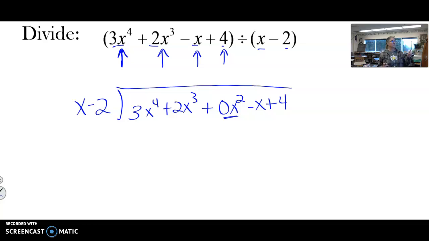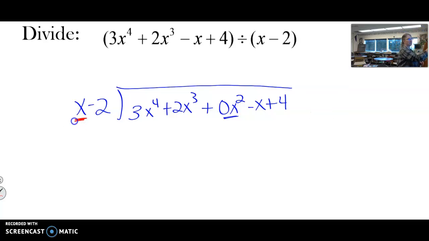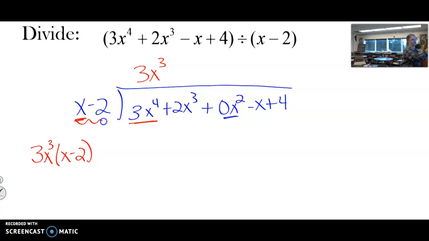Okay, so now what you need to do when you're doing polynomial division versus long division with numbers is you want to take a look at the first term in the divisor and the first term in the dividend. And you're going to think to yourself, what do I have to multiply x by to get 3x to the fourth? And the answer is we have to multiply by 3x to the third. So I'm going to write that down right here. And then you take that 3x to the third and we're going to multiply it by this whole divisor.